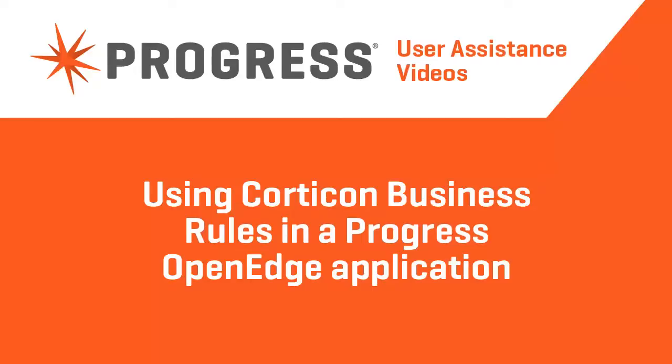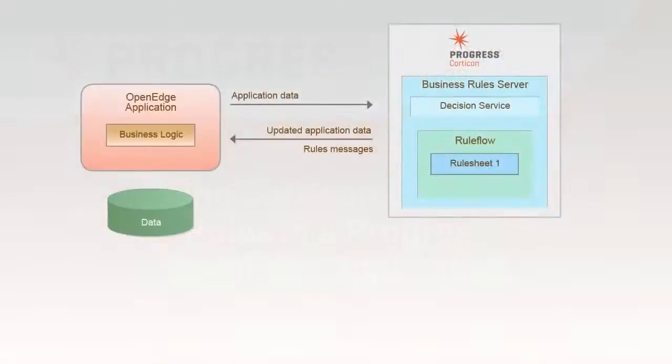In this video, you'll learn about how you can access and use Corticon Business Rules from an OpenEdge application. By defining business rules in Corticon instead of hard-coding them in OpenEdge, you can easily modify and maintain them without having to change your application source code. In this video, we'll use a sample application that has two projects in Developer Studio, OpenEdgeProject and CorticonProject.